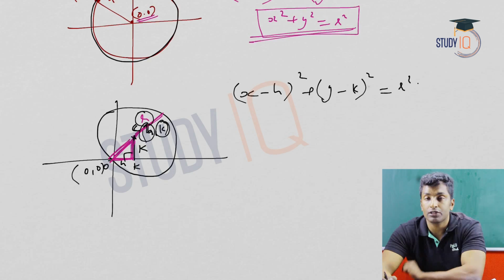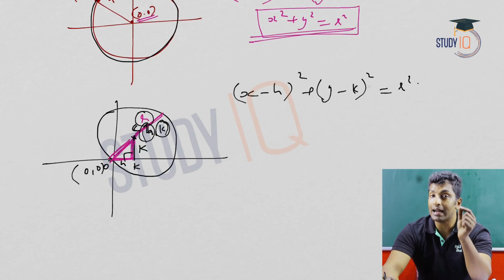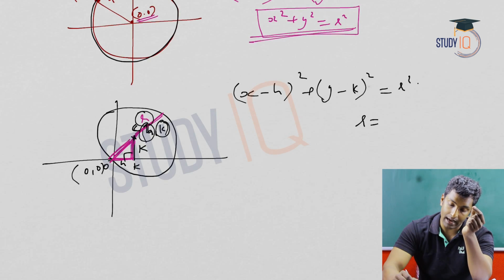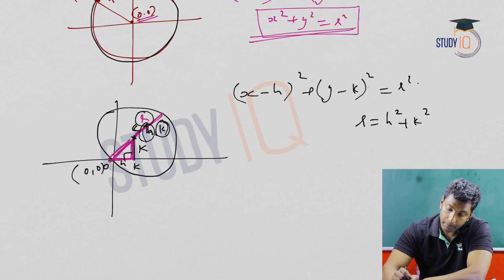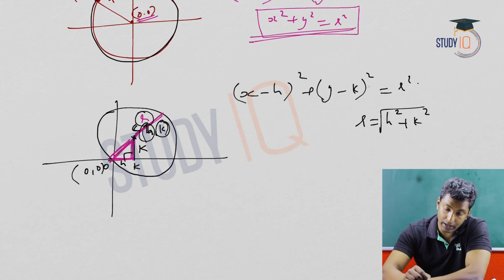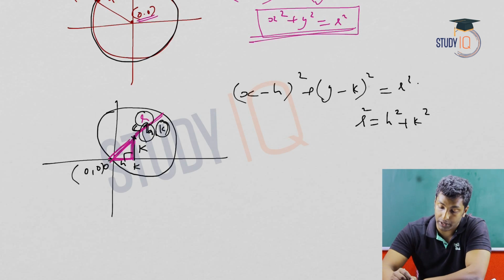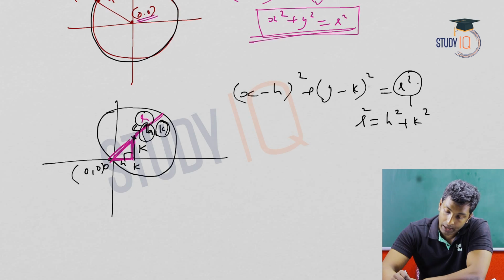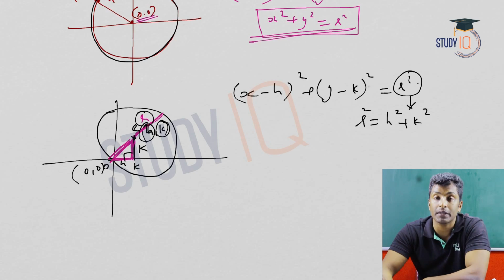This is the right angle. So r is the hypotenuse. So clearly you can write r equal to root of h square plus k square. When you take squaring both sides, r square equals h square plus k square. So this r square, you can replace it with h square plus k square.